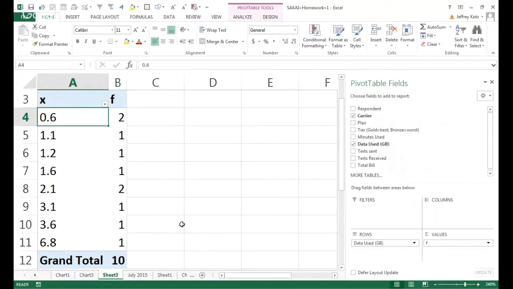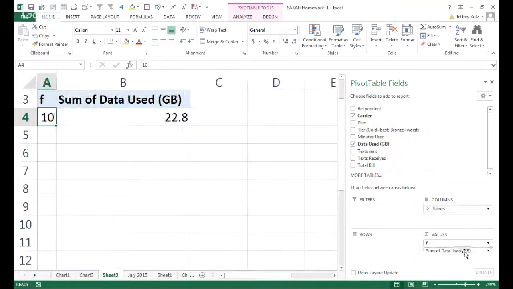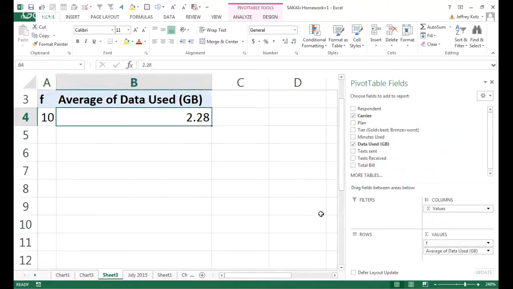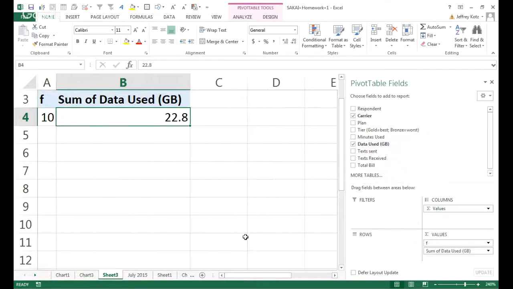Now, we could use the pivot table to generate an average for us. If we wanted to calculate the average, we could just take data used in here, and as opposed to saying sum, we say, you know what, let's go ahead and give me an average. So the average amount of data used was 2.28 gigabytes for 10 people. The total amount of data used would be 10 times that, because there were 10 people, or 22.8 gigs.